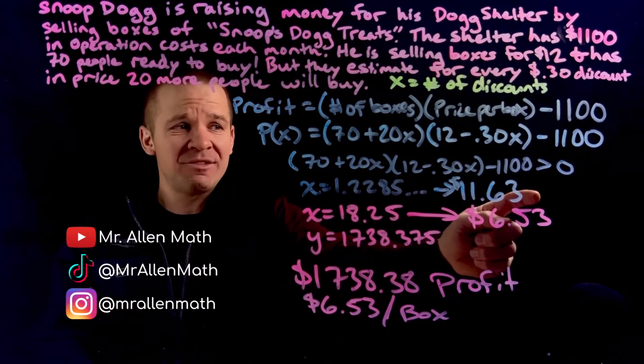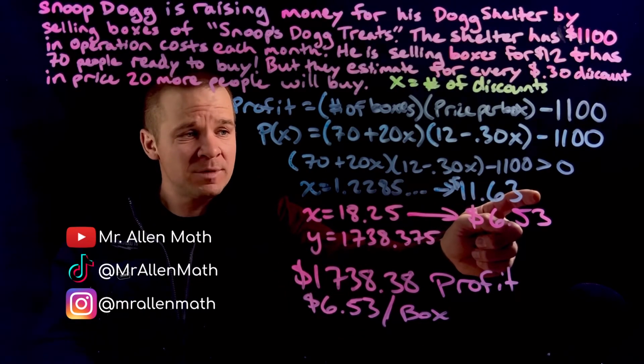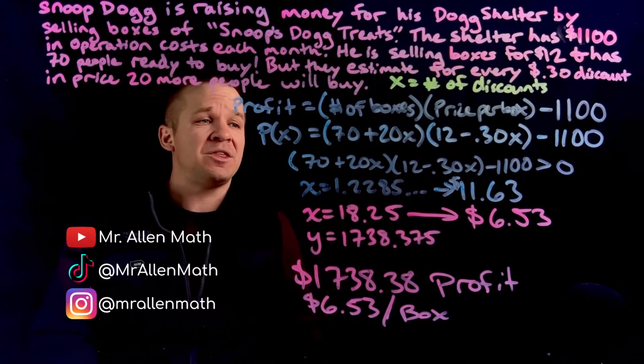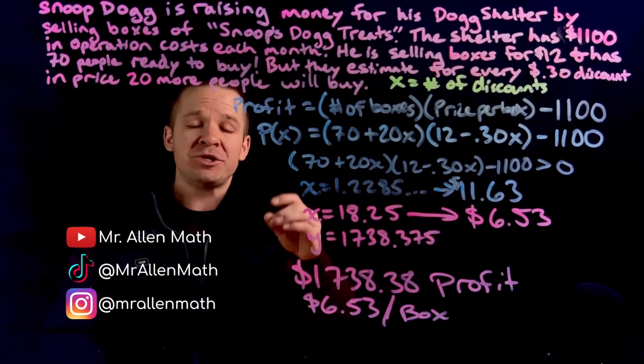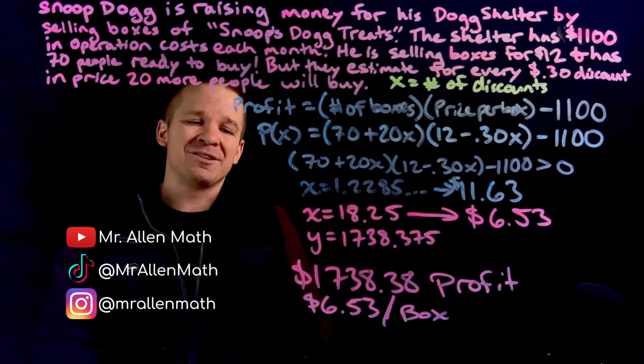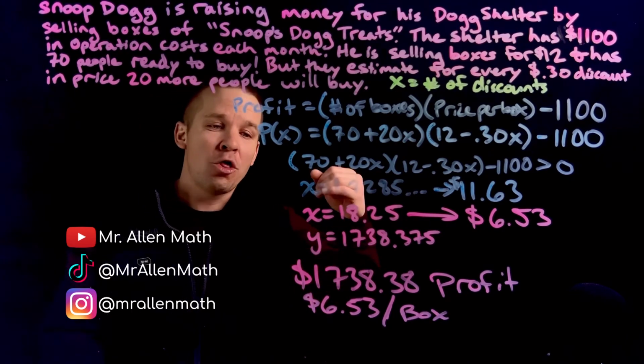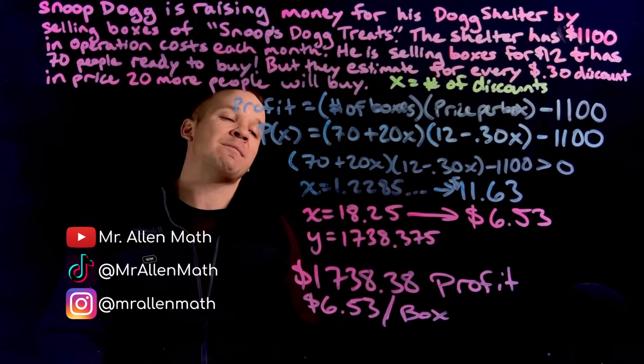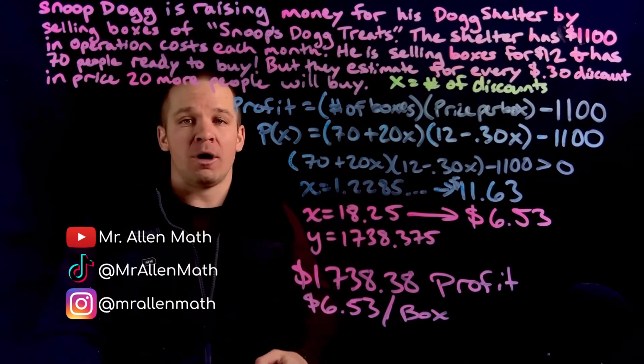Charge less than $11.63 to break even. Charge $6.53 to maximize your profit, and our profit will be $1,738.38. Dang, man. That is super awesome and dope.